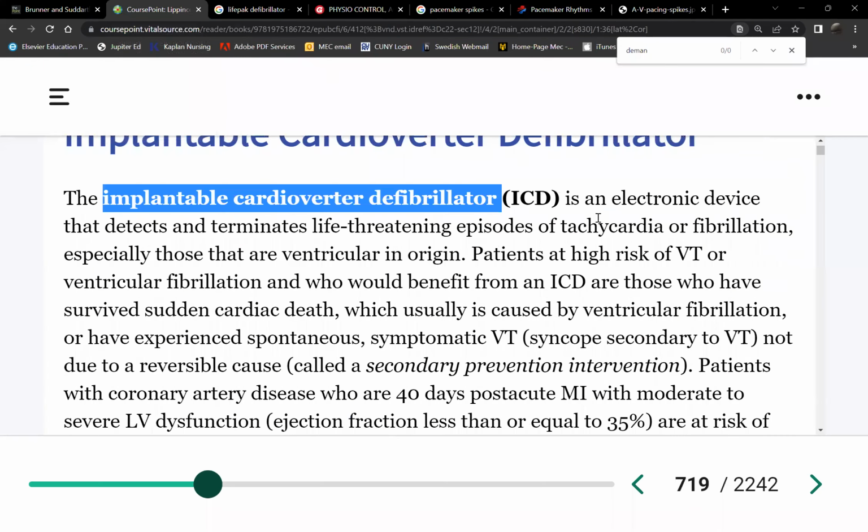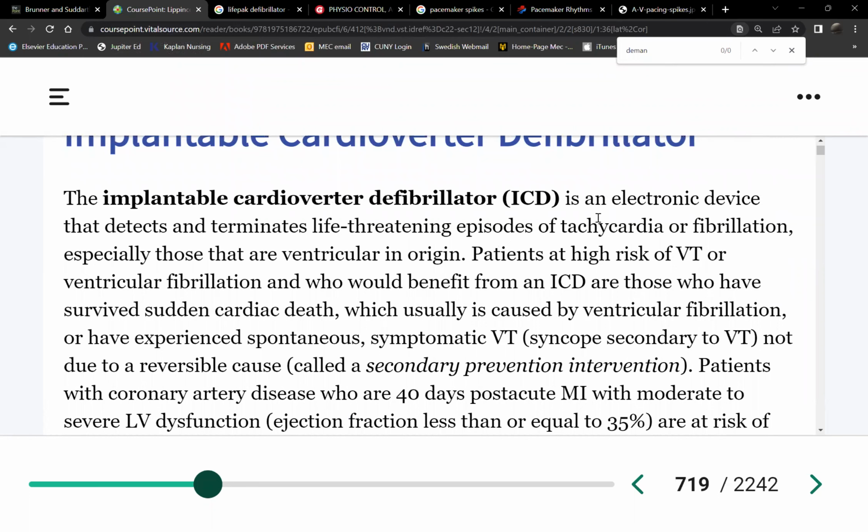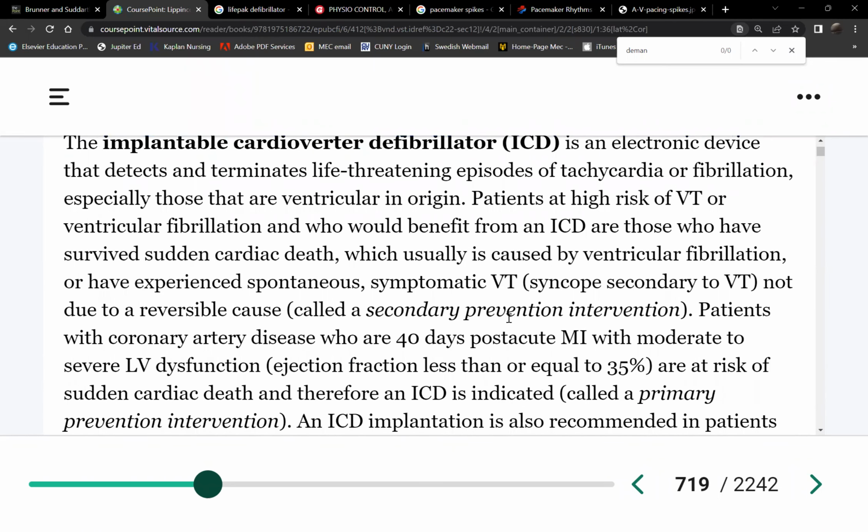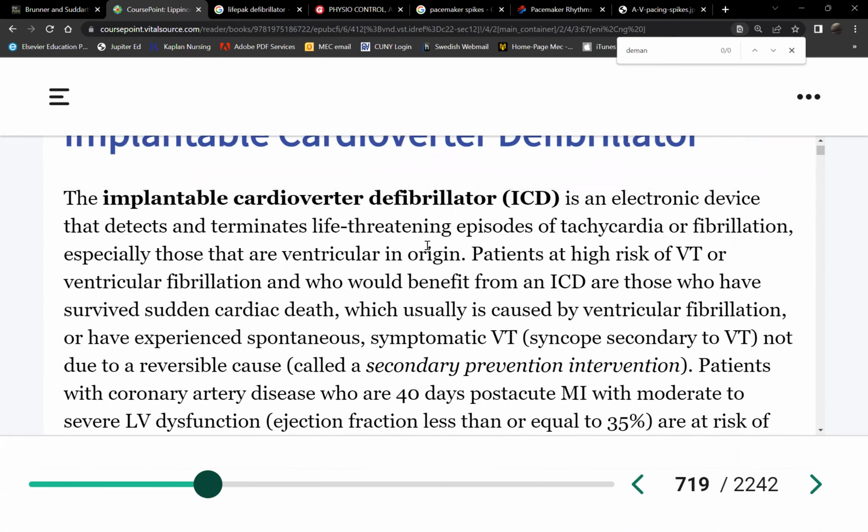Because it's small, will it deliver 360 joules? No. It can deliver smaller, let's say 50. So it's a computer. It has the ability to detect the two shockable rhythms: VFib and pulseless VTAC. If the patient throws those, then the ICD will fire. As simple as that. So who gets it?